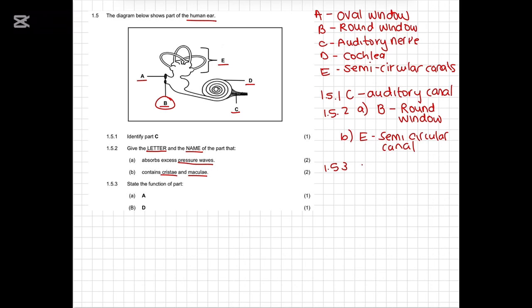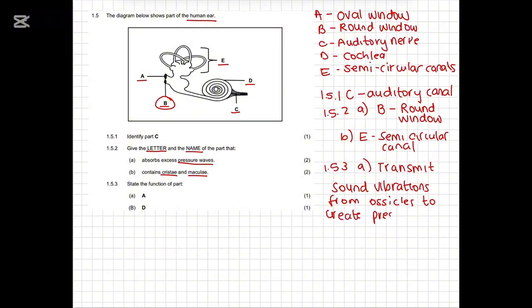Now the last question, you state the function of part A and D. So part A is the oval window. What it does is it transmits vibrations from the middle ear to the inner ear to create pressure waves in the inner ear, particularly sending them to the cochlea.